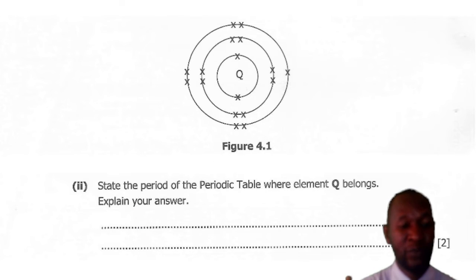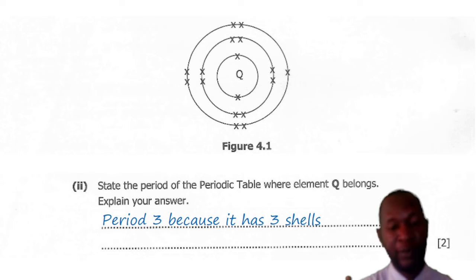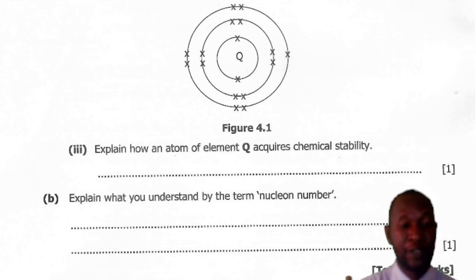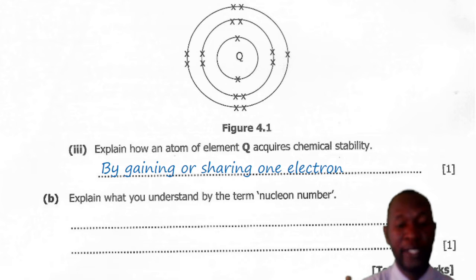Part 2, state the period of the periodic table where element Q belongs and explain your answer. So chlorine, from the configuration, we can tell that it has got 3 shells, so it's going to belong to period 3, because it has got 3 shells. Part 3, explain how an atom of element Q acquires electronic stability. So it will acquire electronic stability by gaining or sharing one electron.